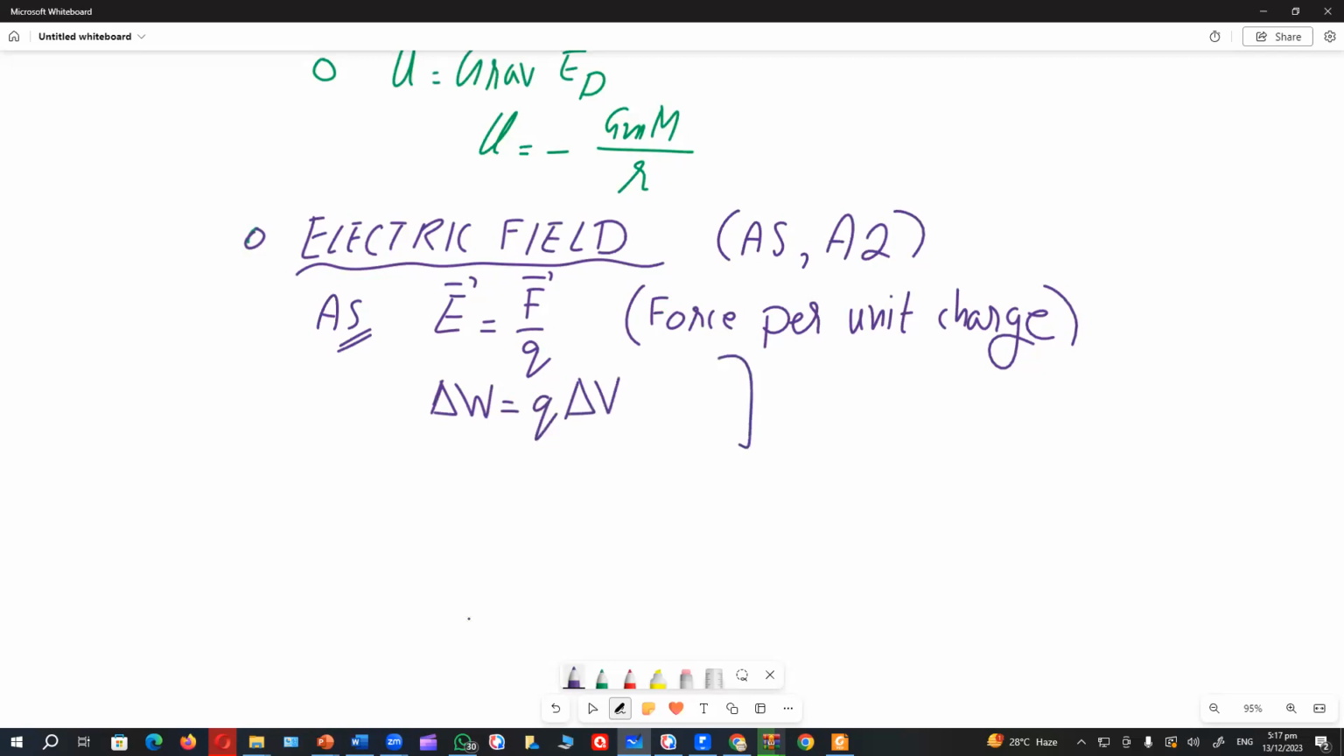When a charged particle is moving in an electric field, it does some work. And this is the work done, which can be converted into its potential energy. And we had a formula E is equal to V upon D. This is the AS version of electric field.